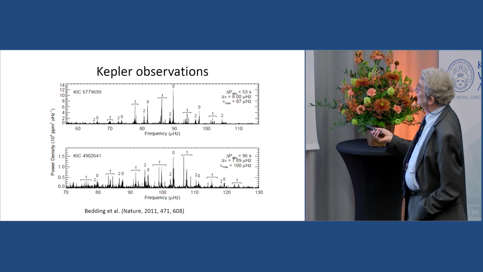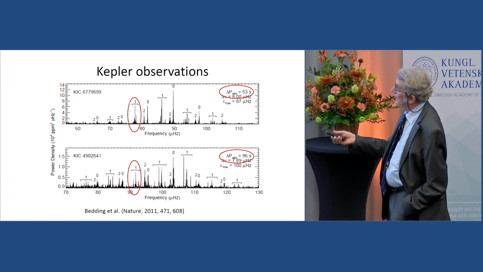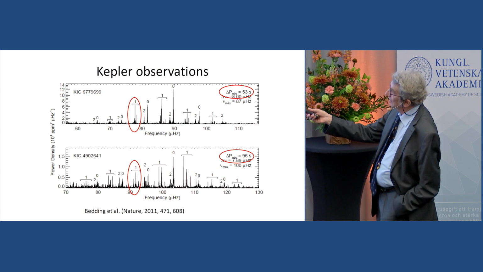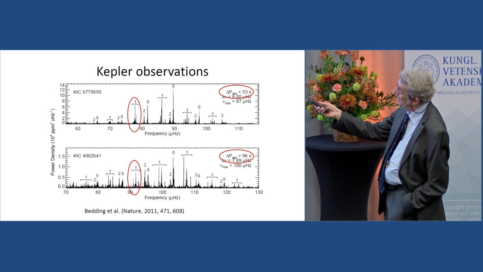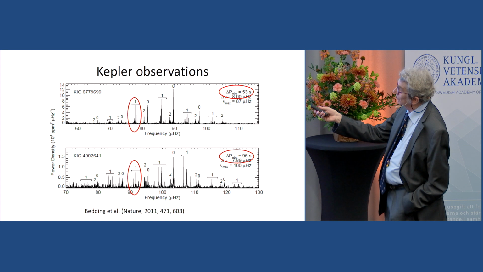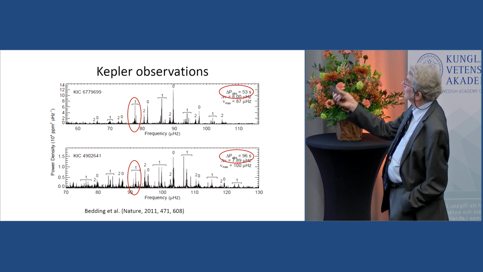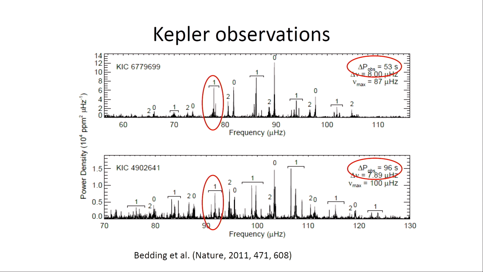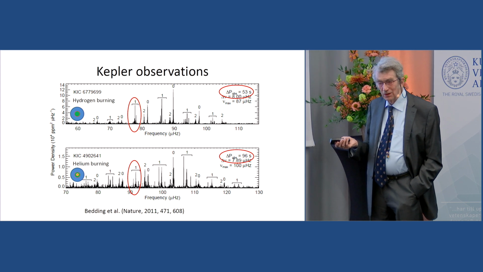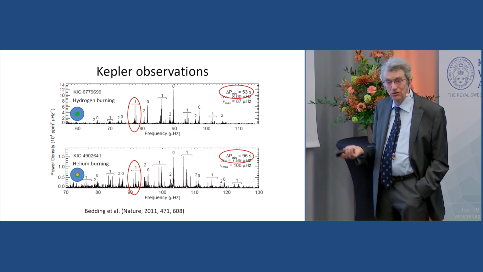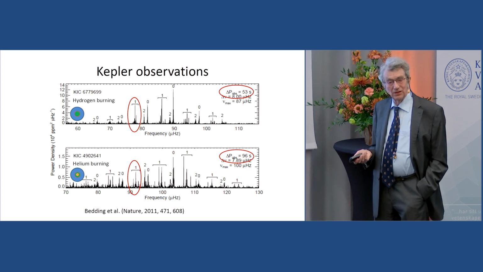But then if you look more carefully at these oscillation spectra, you see that in the top star, these dipolar L equals 1 group of peaks are much closer together than in the lower star. Quantitatively, the spacing is about 53 seconds in the top star and 96 seconds in the bottom star. And that, it turns out from our models, shows that the top star is just burning hydrogen in a shell around the helium core, and the bottom star is also burning helium in the helium core.